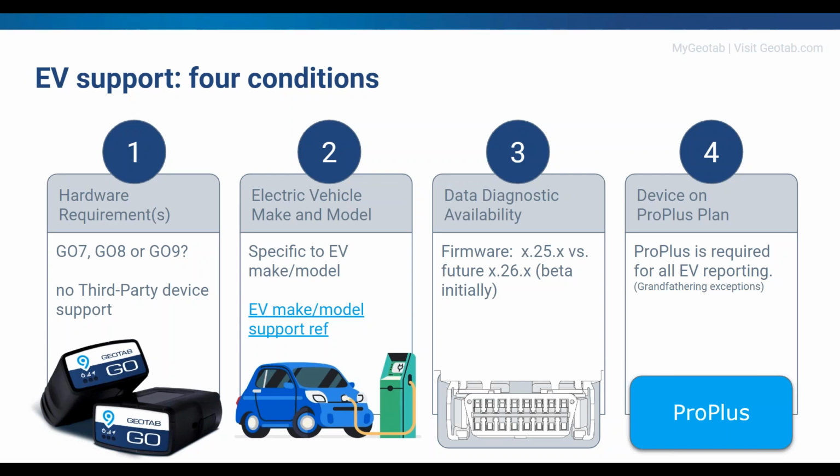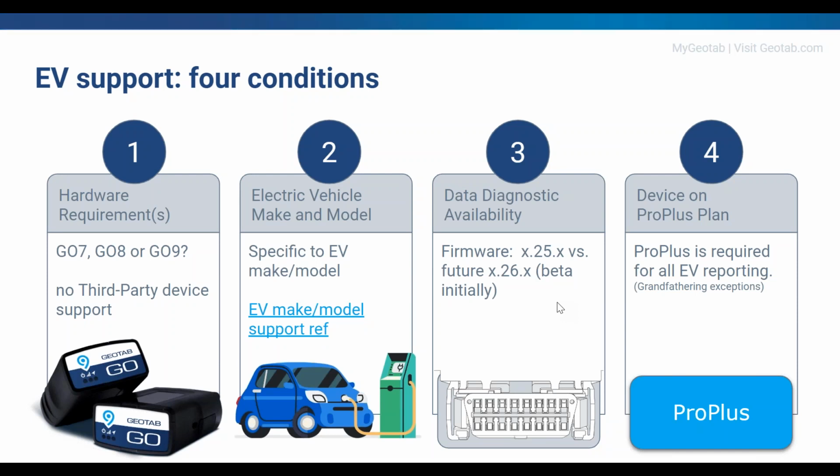The second is electric vehicle make and model. Electric vehicles don't necessarily use the same standard data to access this data. So our team works very hard to look at every single EV and make sure it's supported and that we can read the data off the right places. Whether or not your electric vehicle is supported depends on whether we say we have support and on the firmware version that you're on. We make that available in an EV make model support reference, linked from here, that you can go to and check what kind of support we have for your specific EV make and model in your fleet.